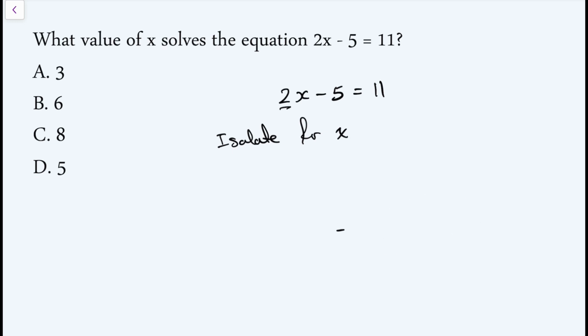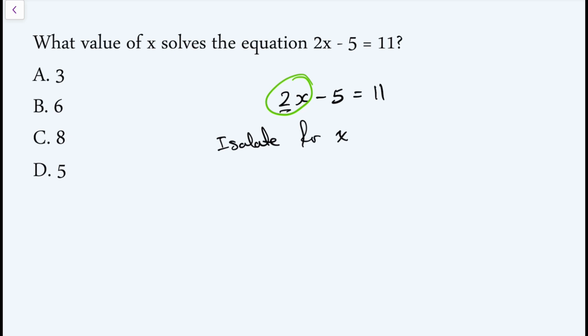You could think about this as like x trying to isolate for corona during COVID time, right? X wants to be on its own. So we want to kick out all the guests, the 2 and the 5. 11 is already outside the door. X wants to be on its own. So how do we do that?